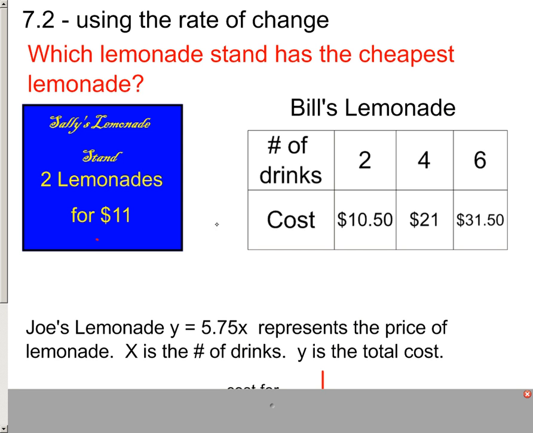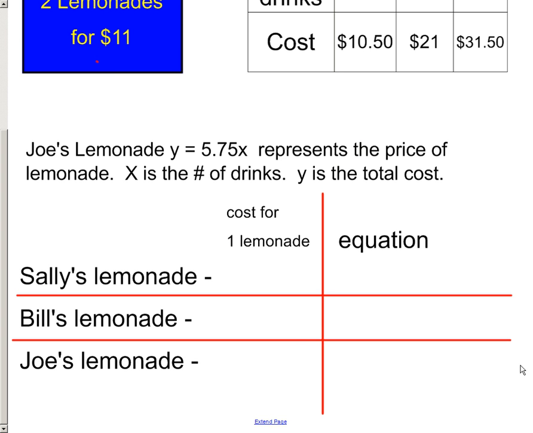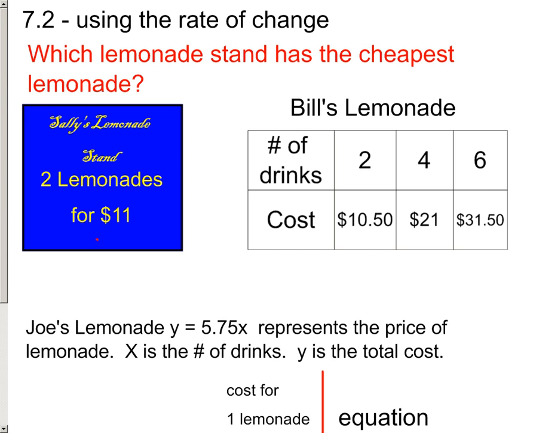And then we have a third stand down here, and we're only going to give you an equation: y equals $5.75 times x. It represents where x is the number of drinks and y is the total cost. Now, if we could keep track of how much it costs for one lemonade, we'd be able to figure out which one's the cheapest.